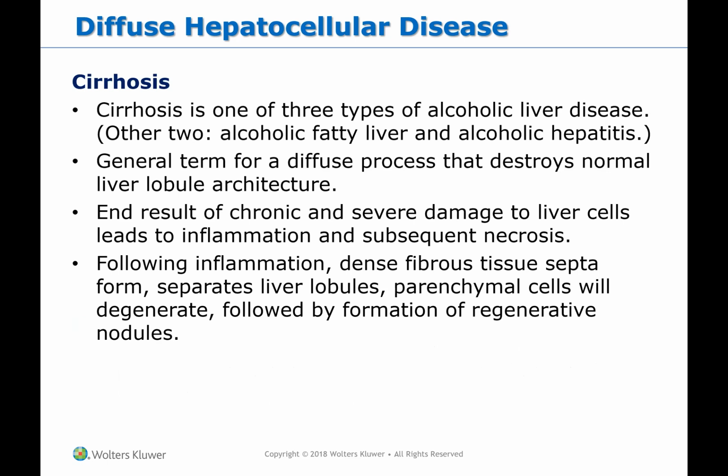And cirrhosis is one of the 3 types of alcoholic liver disease. The other 2 are alcoholic fatty liver and alcoholic hepatitis. It's a general term for a diffuse process that destroys normal liver lobule architecture. And the end result of the chronic and severe damage to liver cells leads to inflammation and necrosis.